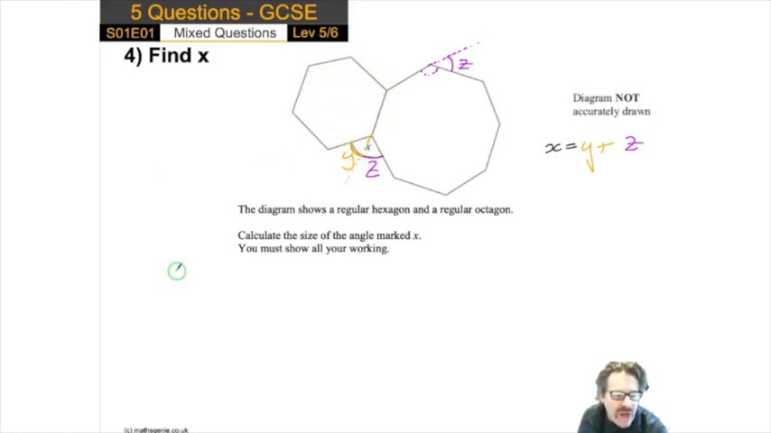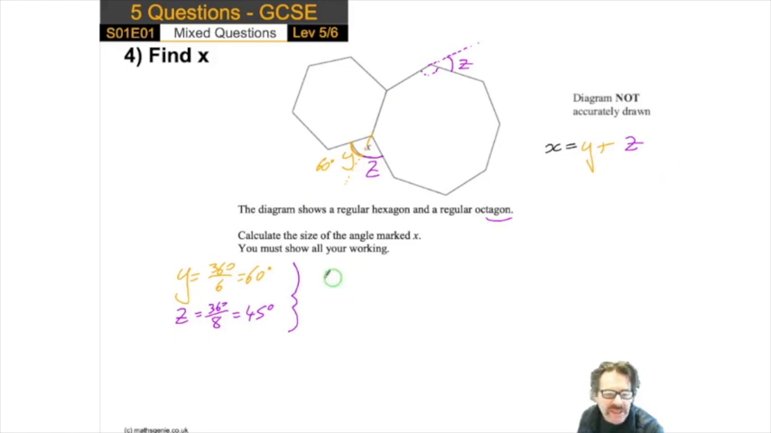So we can say y equals 360 divided by the number of sides of this shape. It's a hexagon, so 6. So that is going to be 60 degrees. Okay, so y is 60 degrees. And z is going to equal, we've got 8 sides in this octagon, so it's going to be 360 divided by 8, which is 45 degrees. So if we add these together, we get 105.